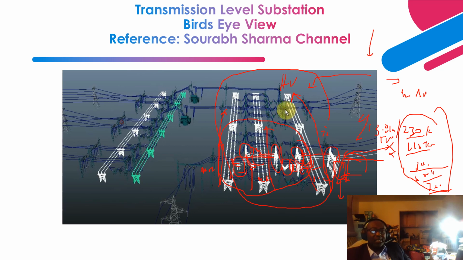So redundancy is usually implemented in the design of a substation, so that if there is a fault on this line, this line can be de-energized and this line can be energized to continue to provide reliable power to the customer. That's how redundancy is built into the design of a substation.